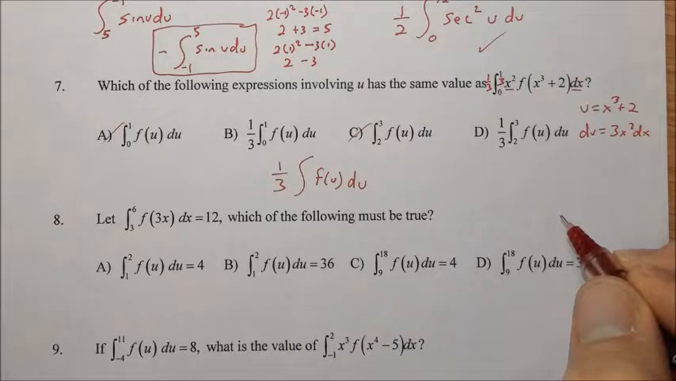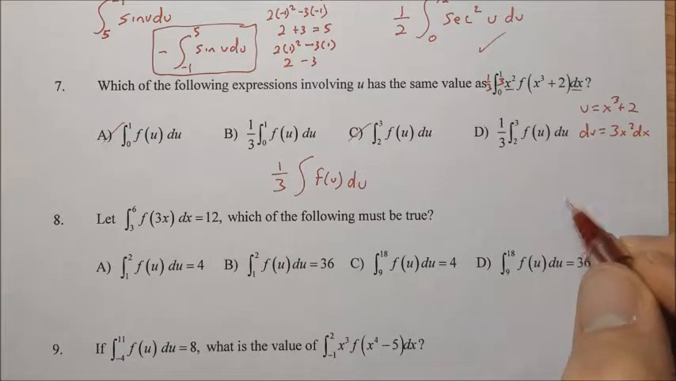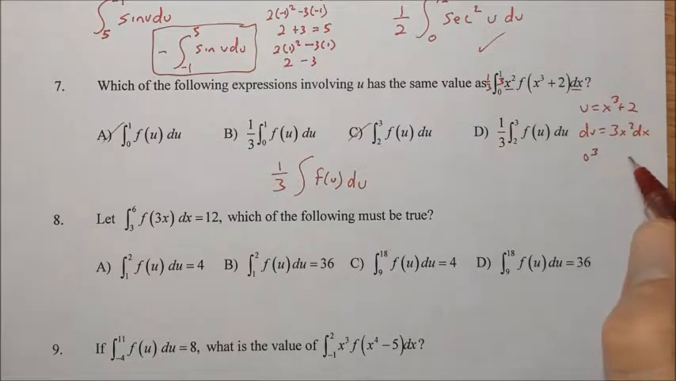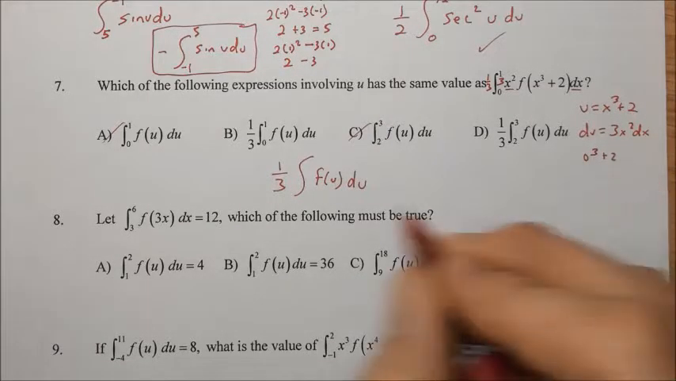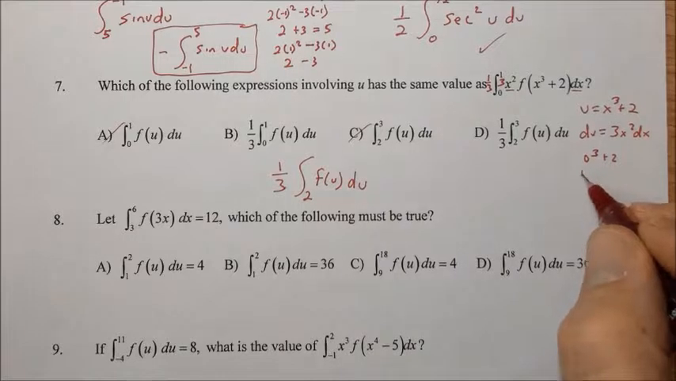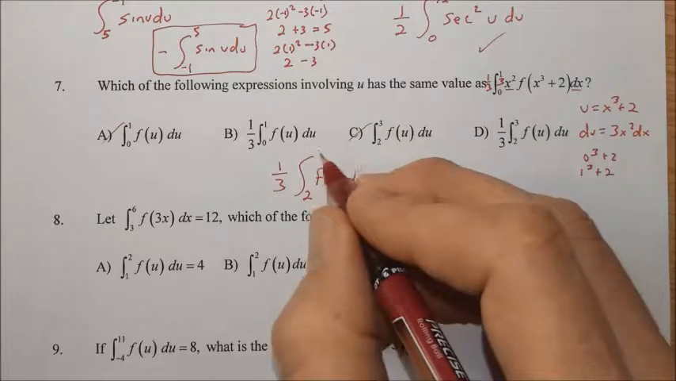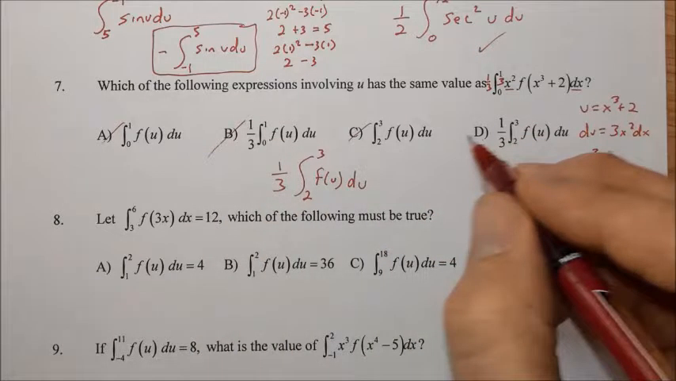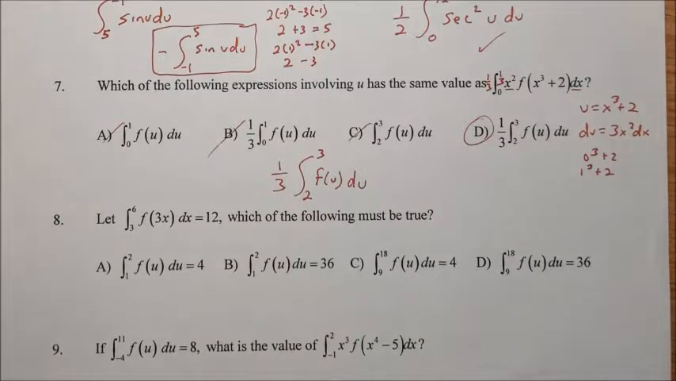Alright, now we need our bounds. Do they change? Well, when we plug in 0, 0 cubed plus 2 gives us 2. And 1 cubed plus 2 gives us 3. So we don't want b, that has the wrong bounds. It has x's bounds. We want d, which has u's bounds.